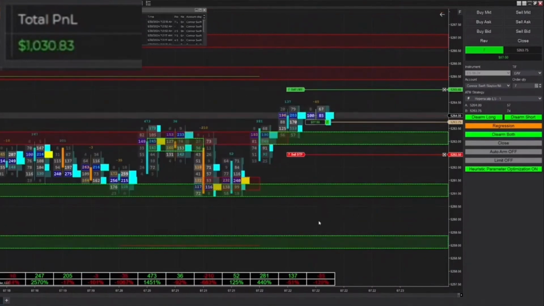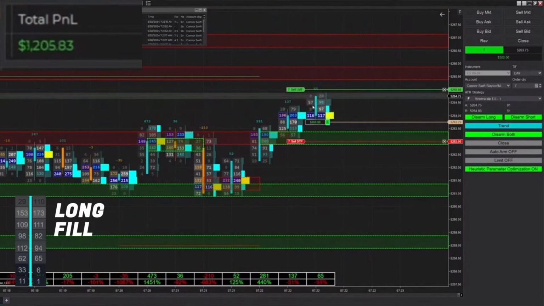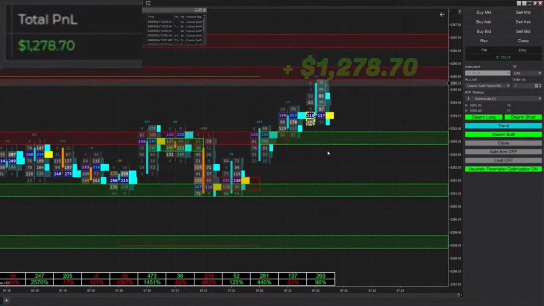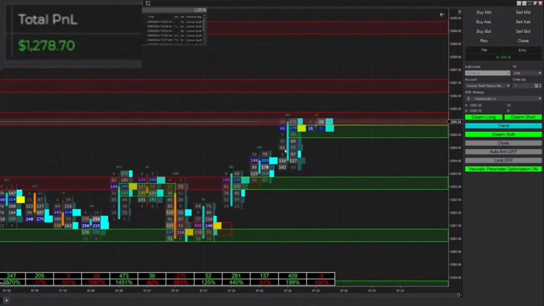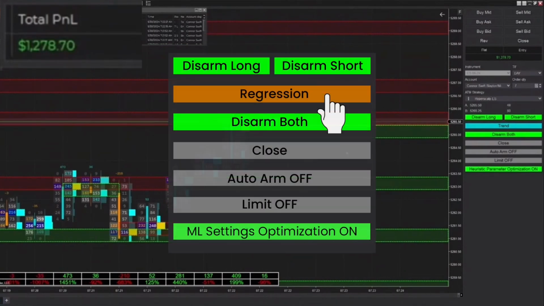Just got filled into a long position here. We are going to switch into trend mode if we win this trade. However, we are going to, okay, so we ended up winning that trade. We are outside of this zone. We've confirmed that with that trade win. We are in trend mode now.